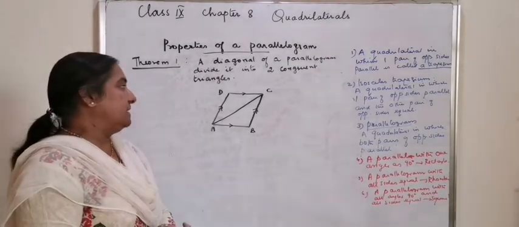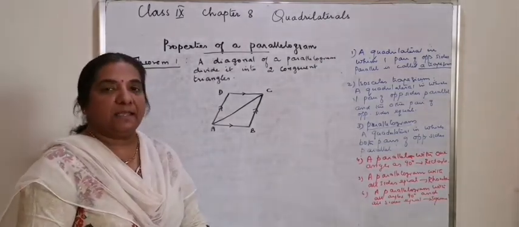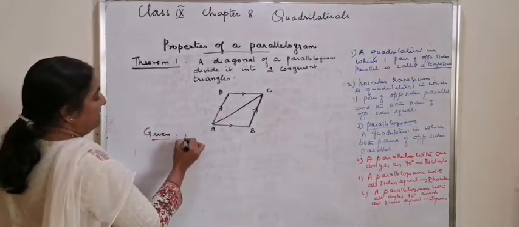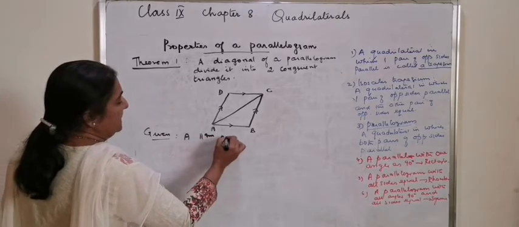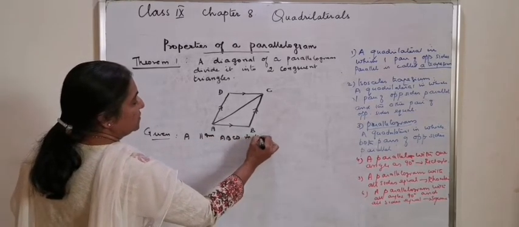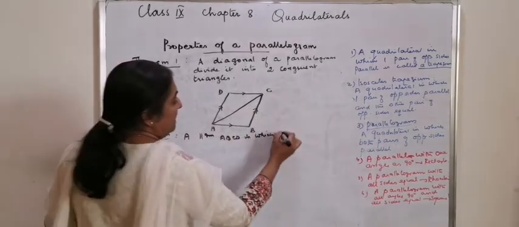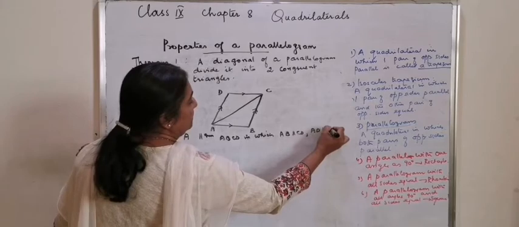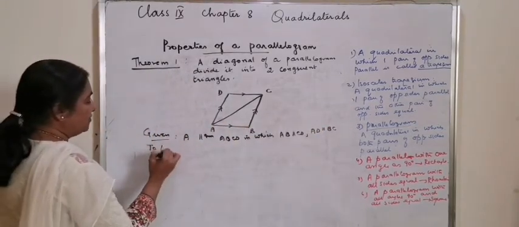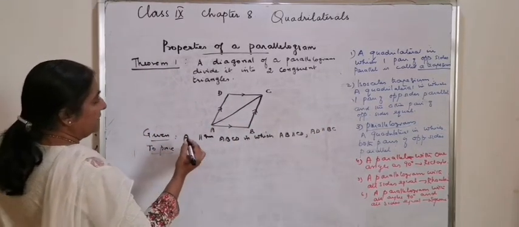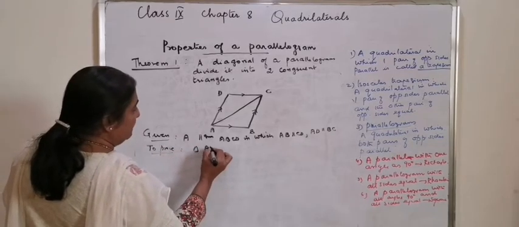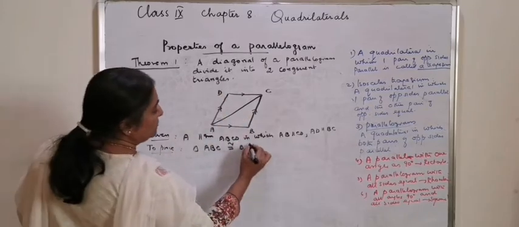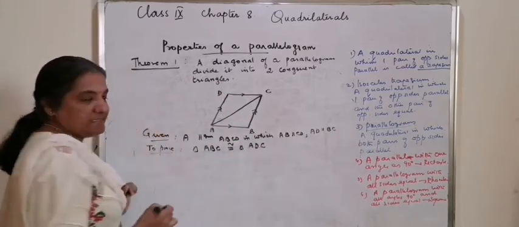That is, triangle ADC is congruent to triangle ABC. So what is given is a parallelogram ABCD in which AB is parallel to CD and AD is parallel to BC. And what is to prove? Triangle ABC is congruent to triangle ADC.